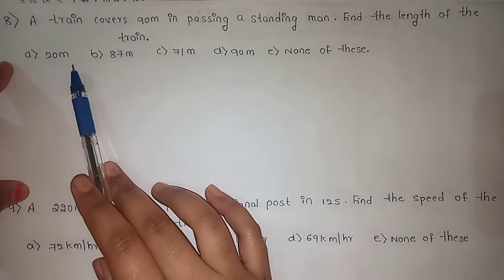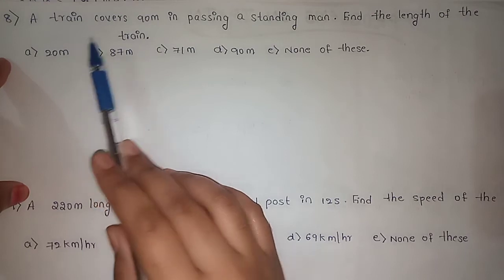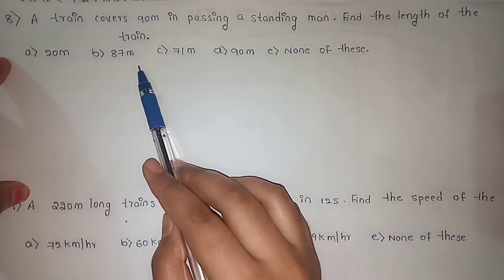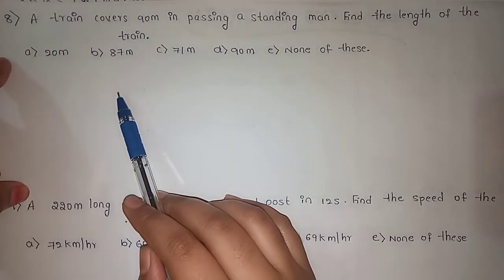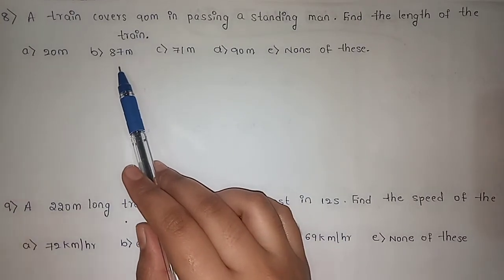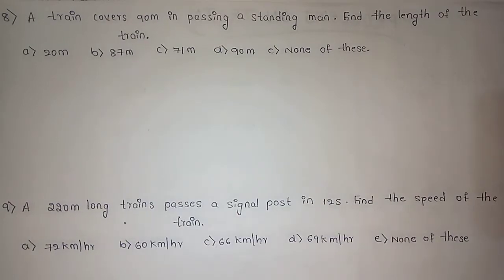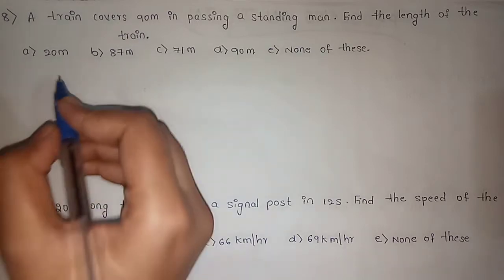So here is the 8th question. A train covers 90 meter in passing a standing man. Find the length of the train. Option A 20 meter, option B 87 meter, option C 71 meter, option D 90 meter, option E none of this. Here a train covers 90 meter while passing a standing man.